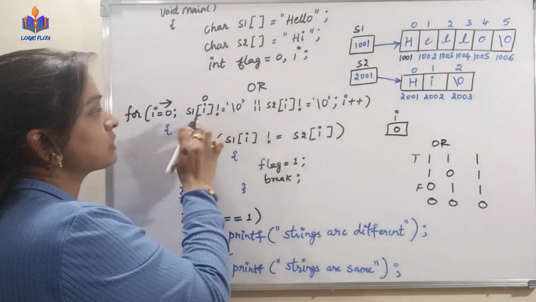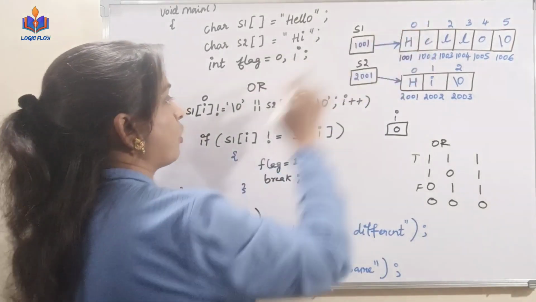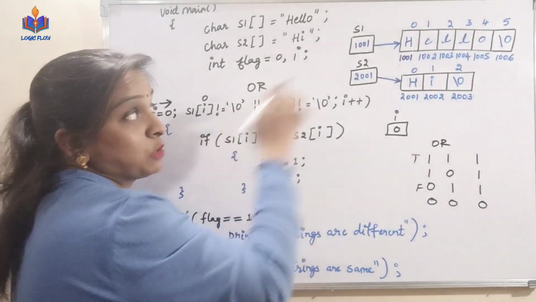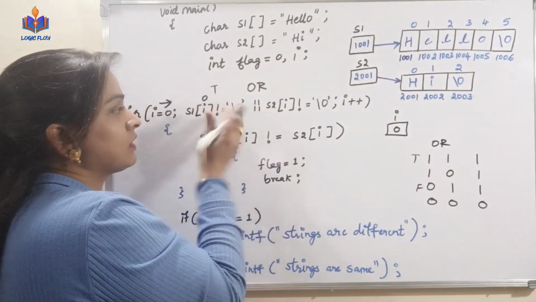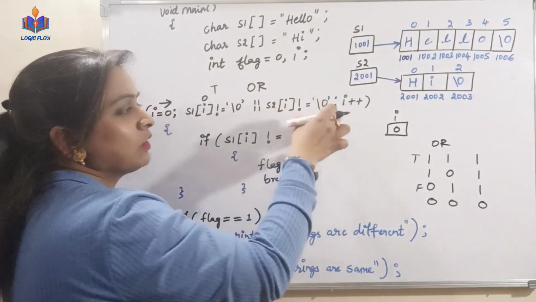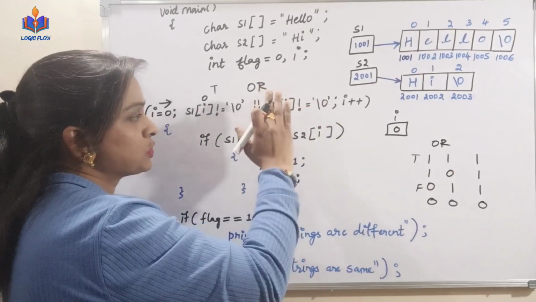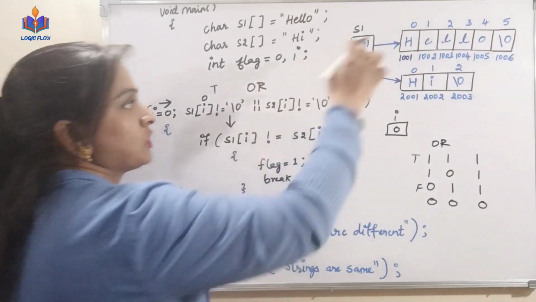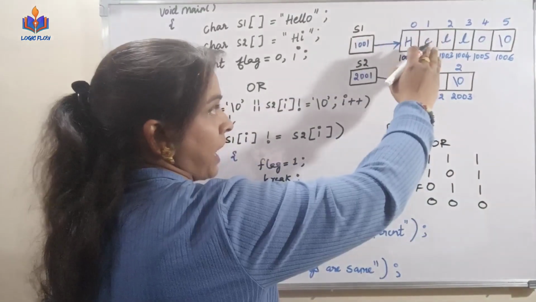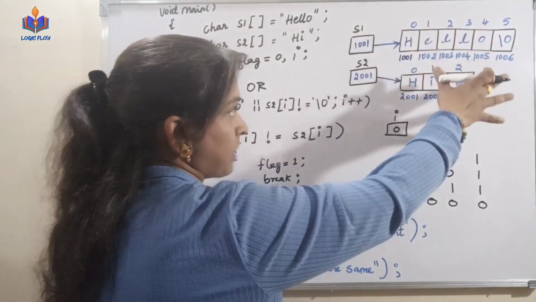So if S1 of I, that is S1 of 0, not equal to null? Yes, it is not equal to null, it is having a character. So it is true. When this first condition is true, I need not go and check the second condition. Then, condition true, get inside this block. Not equal to null means the string is having some character.